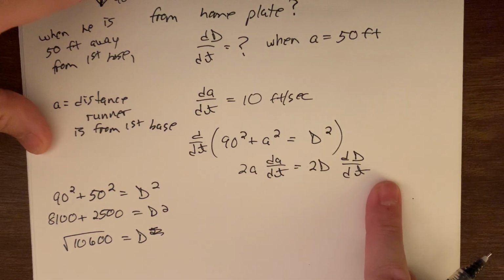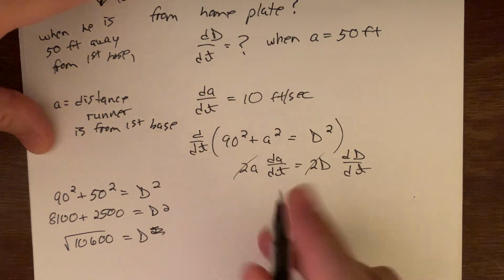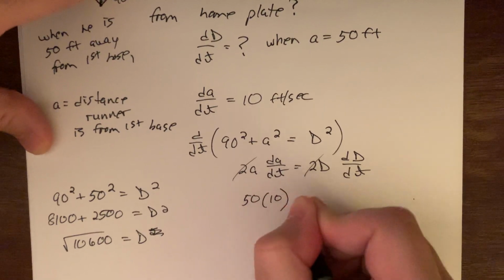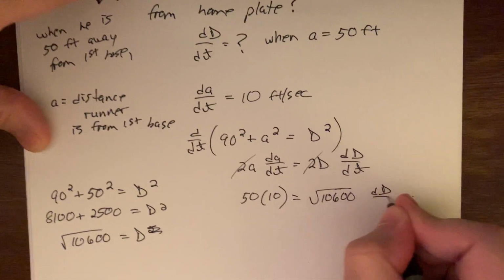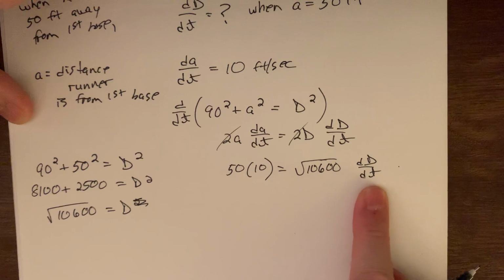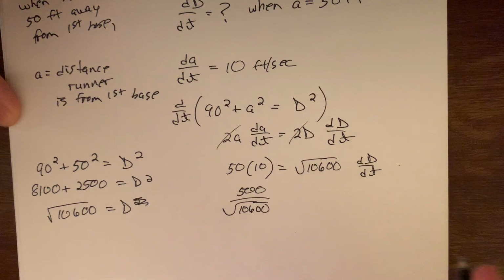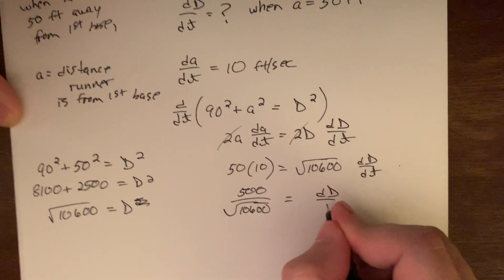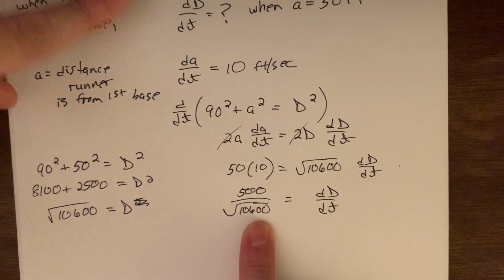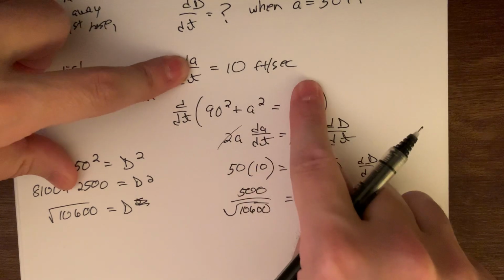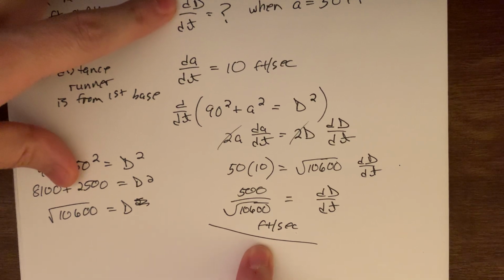Come back over here. Now I'm ready to plug in. Some of you might realize, hey, I could just cancel the 2's to make my life easy. And I would have 50 times dA/dt equals D times dD/dt. So 500 divided by the square root of 10,600 equals dD/dt. For units, well, this is just basic distance. So A was changing at a rate of feet per second, so D also changes at a rate of feet per second.